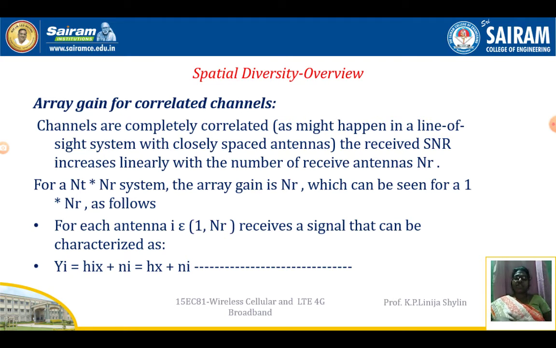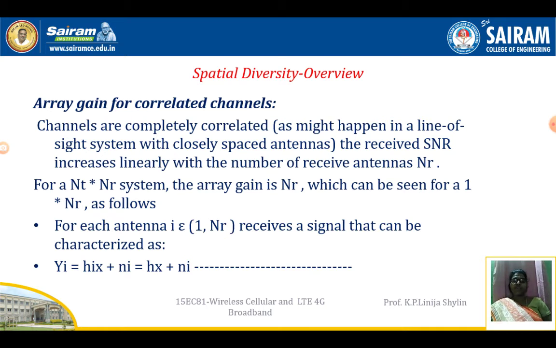Followed by this, we will see the array gain for correlated channels. These antennas are placed in the form of an array, and the channels are completely correlated. Correlated is nothing but a LOS system, that is, line of sight. The received signal to noise ratio increases linearly with the number of receive antennas, that is NR. Here the main parameter is signal to noise ratio, which increases linearly with the number of receive antennas, NR.